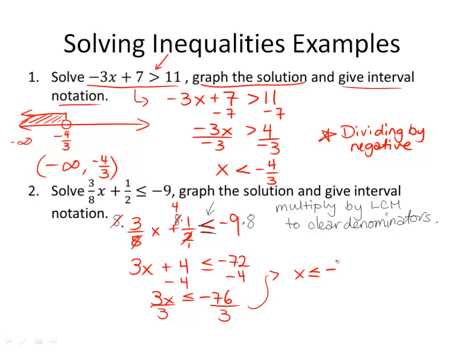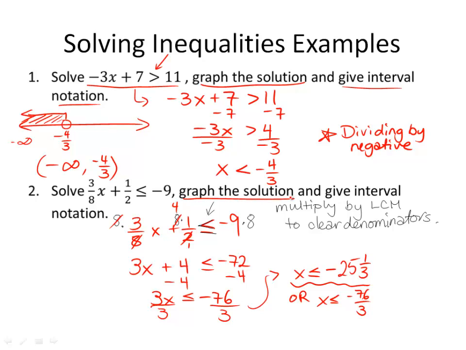76/3. So it goes in 25 full times. And there's 1/3 left over. So you could answer it this way. You could also just keep it as negative 76/3 as long as there is no common factor between the numerator and denominator.